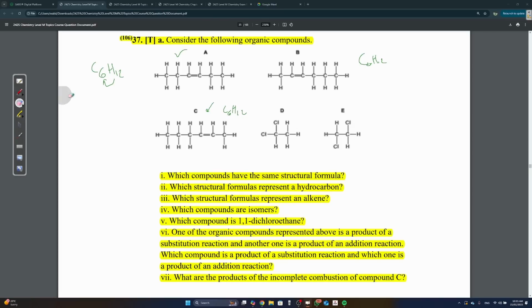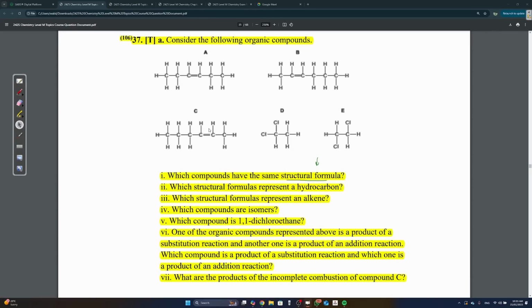Someone might ask, why isn't A a structural isomer? Aren't they all C6H12? Yes, but you need to know that the structural formula needs to look the same. Here you have 2, 2, but here you have 1, 3. You're tempted, but 3, 1 is the same thing as 1, 3. Remember in chemistry, you can count from the left, you can count from the right.